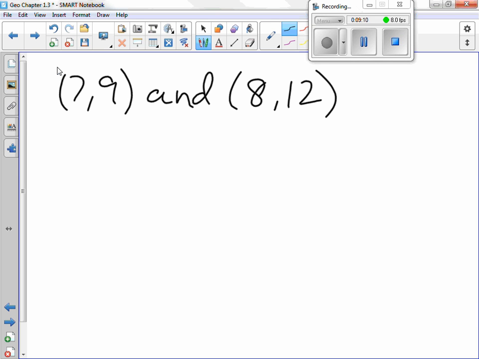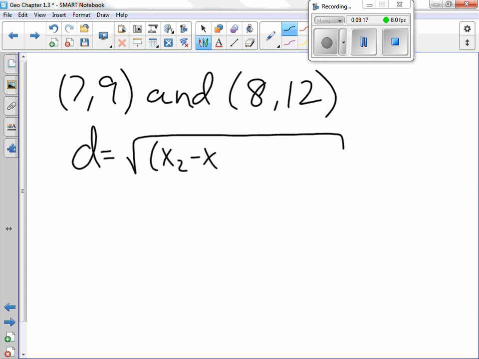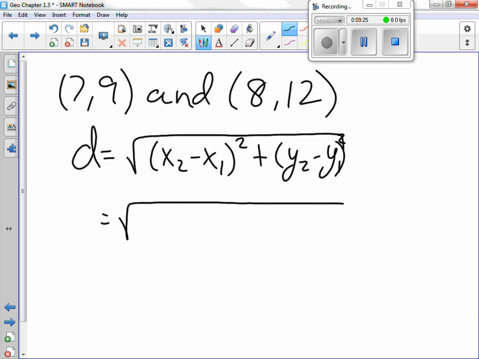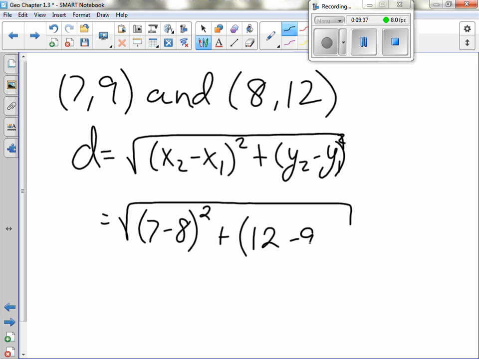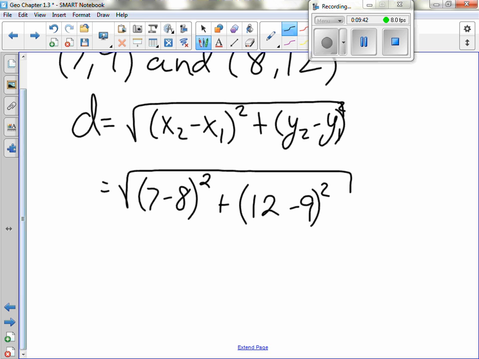So this here, when we find the distance formula, we're just plugging in our x2 minus x1, our 2 x values, and our 2 y values. Right here, we're plugging these in. So our x value is 7, and our other x value is 8, squared. Then we'll plug the other one in, 12 minus 9 squared. Now all we have to do is plug this into the calculator, and we are done.